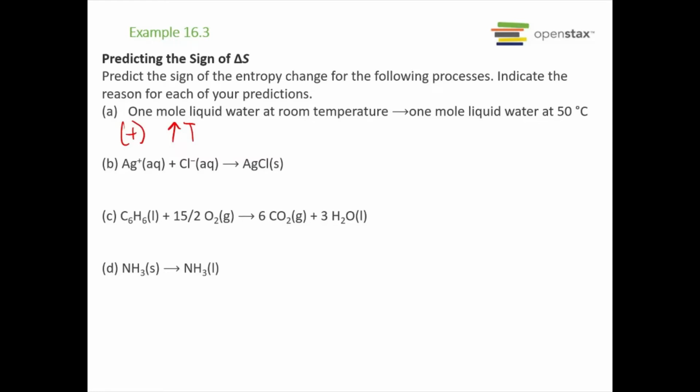The next one, we have Ag+ and Cl- combining to form solid silver chloride. So this is going to be a negative change in entropy because now we've reduced the number of ions in solution. Okay, so we've taken them out of solution and decreased how matter is dispersed.